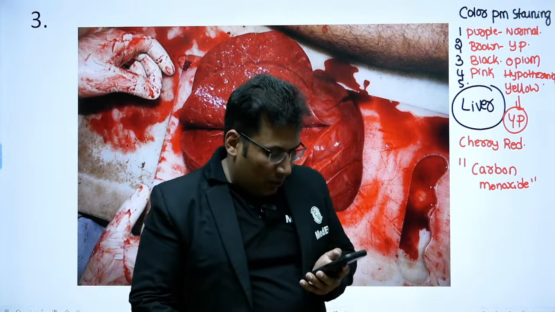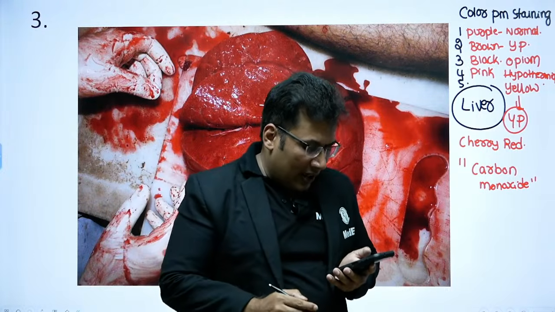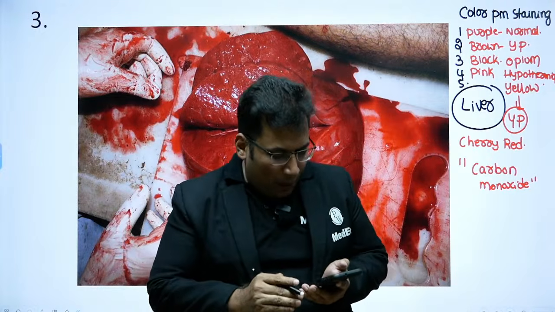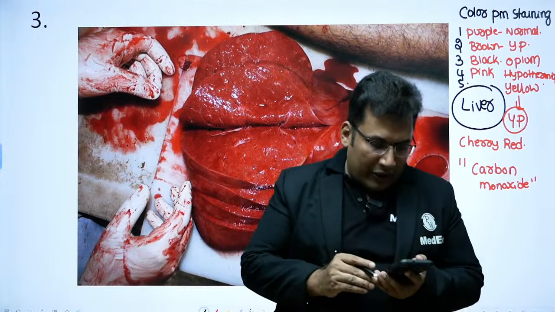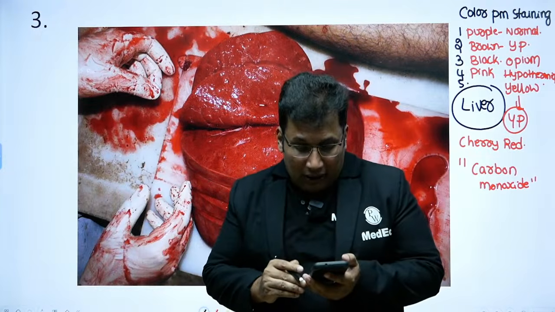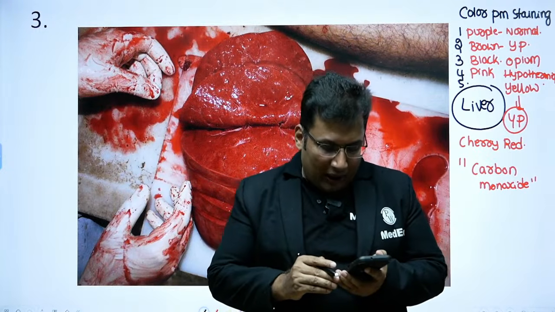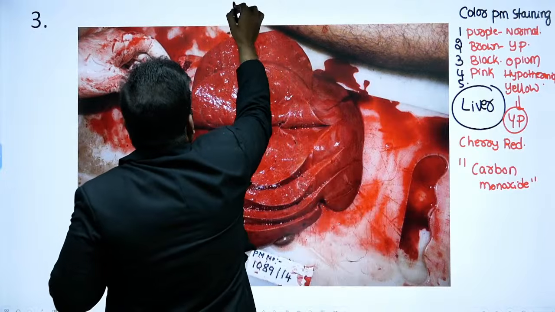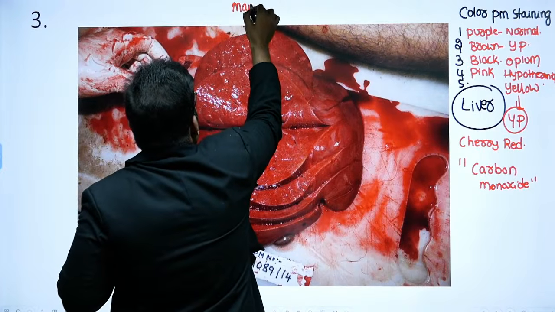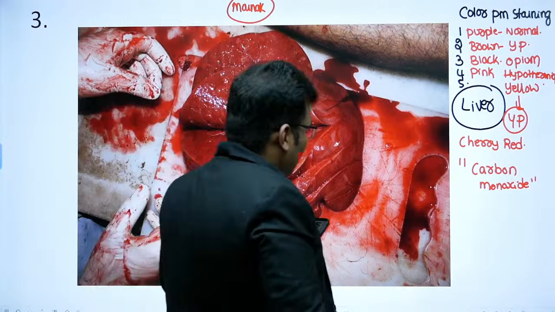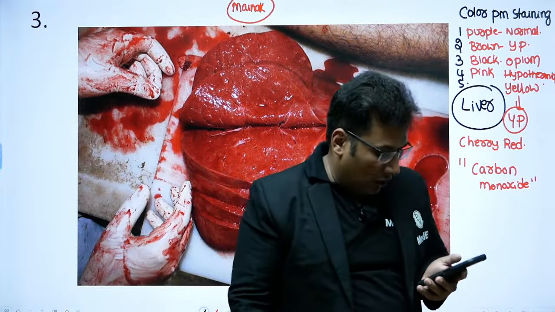Good. So purple, okay. Purple is normal, brown is in phosphorus, black is in opiates, pink is in cyanide, and yellow is in yellow phosphorus. I said very good. The first answer is by Menaka Datta. So Menaka Datta, very good. Good.